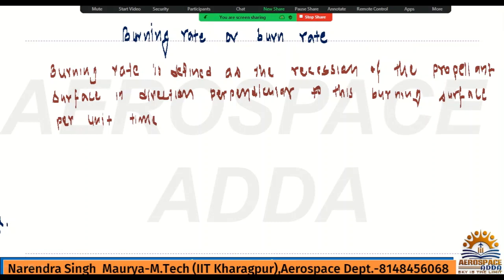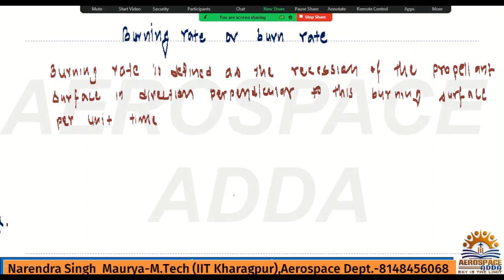I mean the recession of the propellant surface in a direction perpendicular. The meaning is very simple. See, if you have the propellant, there are two types of burning grain we have. One is the side burning grain and the other is the end burning grain.